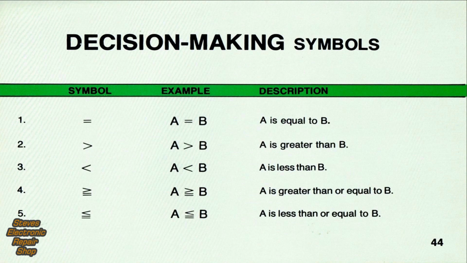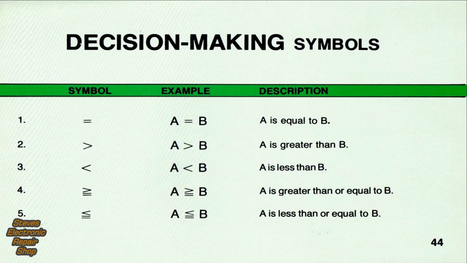Usually, sophisticated flowcharts use shorthand mathematical symbols to represent decision-making processes. Here are 5 commonly used symbols. An example of their use and a description is at the right. The equal sign is self-explanatory. The second symbol represents greater than. In the example shown, the expression states that A is greater than B.